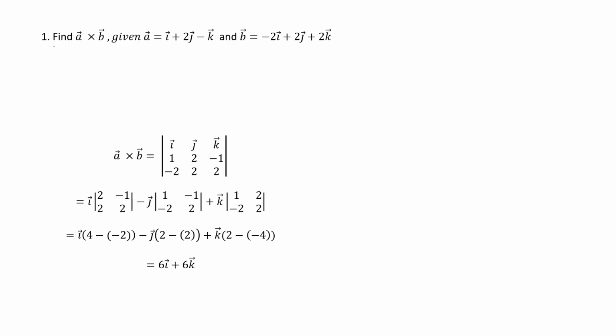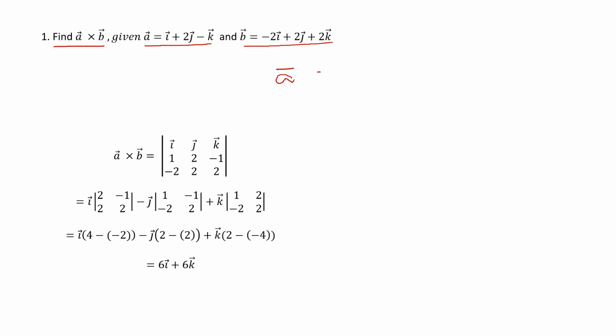Question number 1: find the cross product between the two vectors, given a vector equal to i vector plus 2 times j vector minus k vector, and b vector is minus 2 i vector plus 2j vector plus 2k vector.